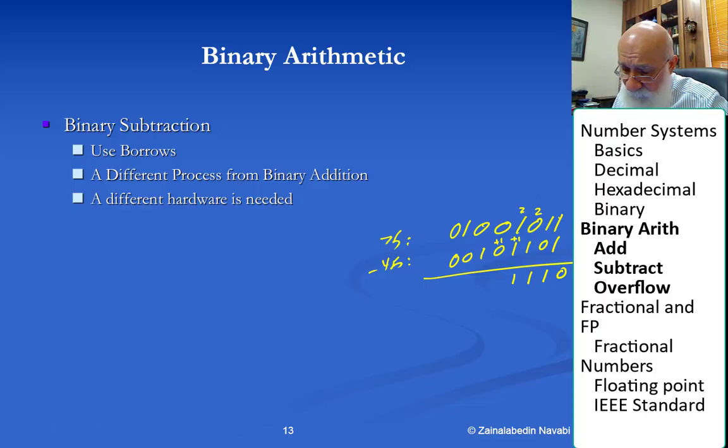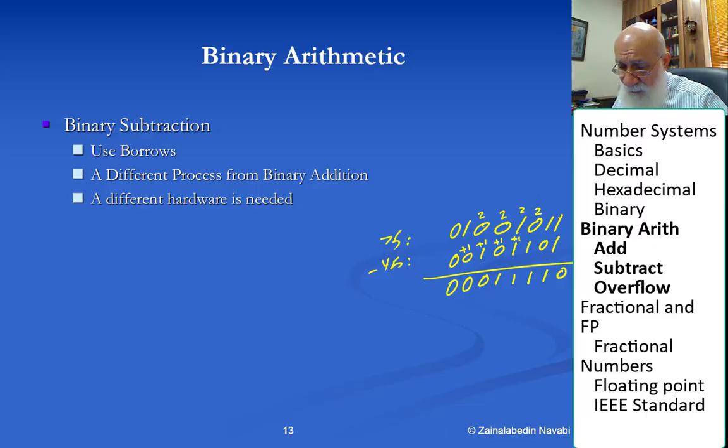This is a 1 in this position here, and I want to subtract it from 0. I cannot, so I borrow and that becomes a 2. Now I can subtract a 1 from a 2, that's a 1. Next position, I have a 1 here that I cannot subtract from 0, so I make this a 2, borrowing from the previous position. 2 from 2, that's a 0. 1 from 1, that's a 0. 0 from 0, that's a 0.